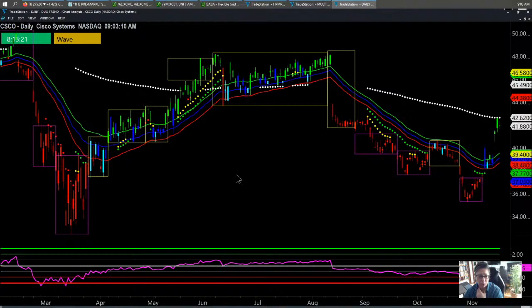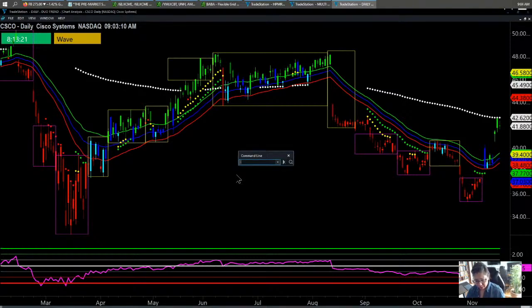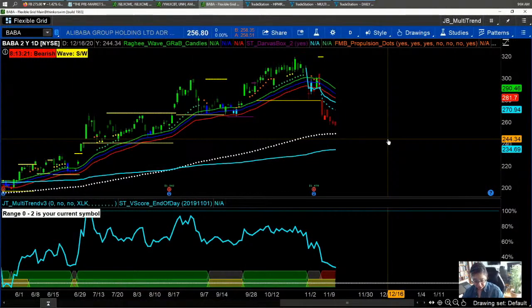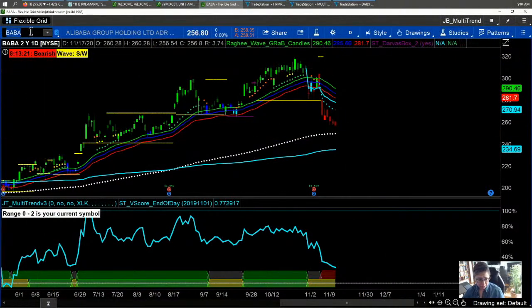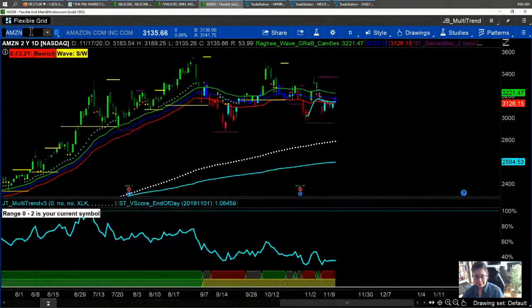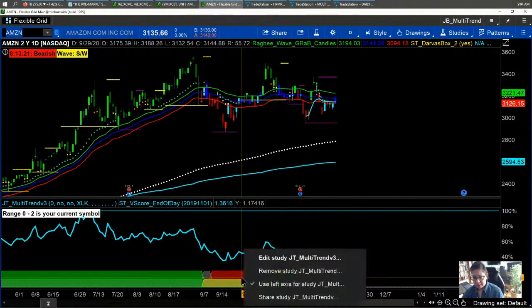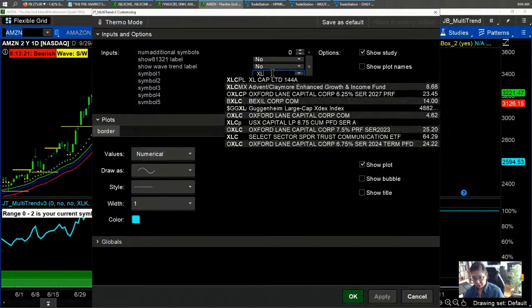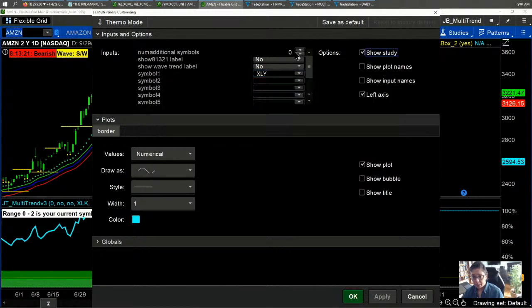All right, so a question about Amazon. Sure. When we talk about Amazon, let's jump on over to this layout here on Thinkorswim. What I'm going to do is type in AMZN, but I'm also going to add the XLY to the study.